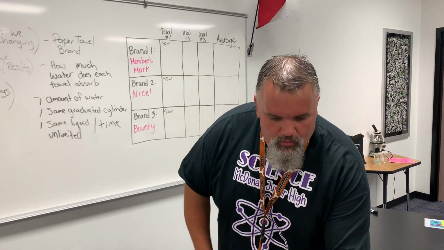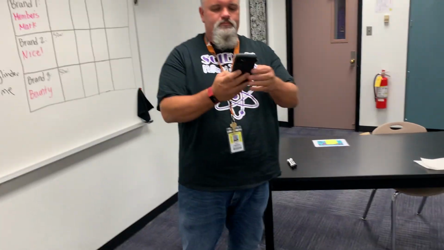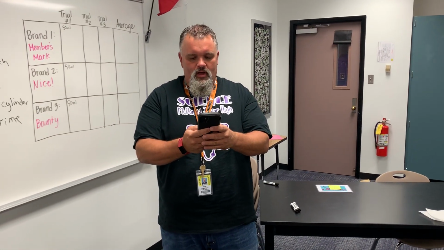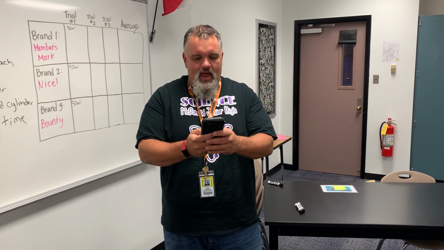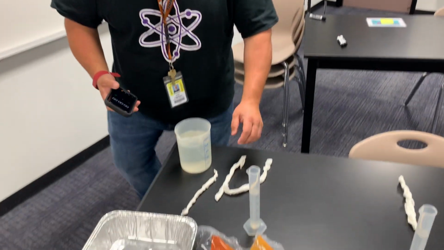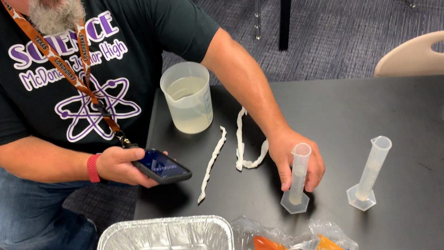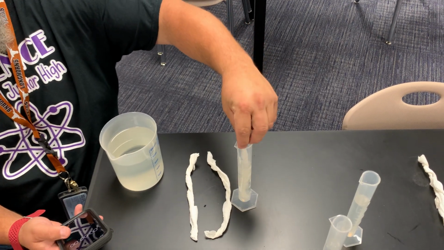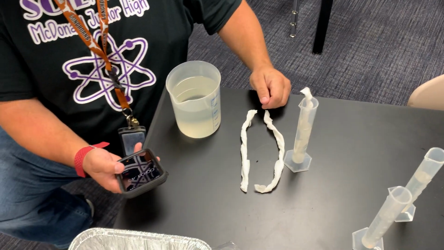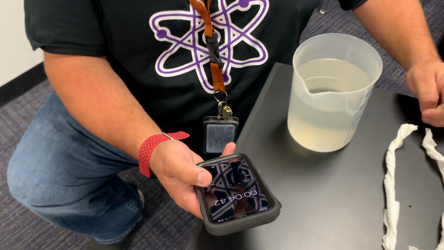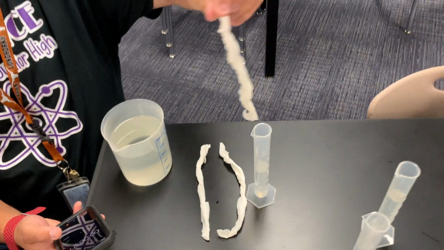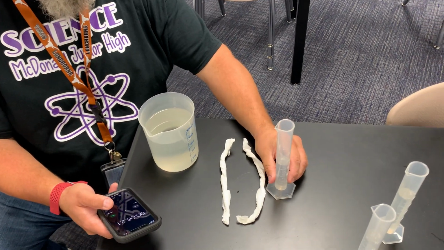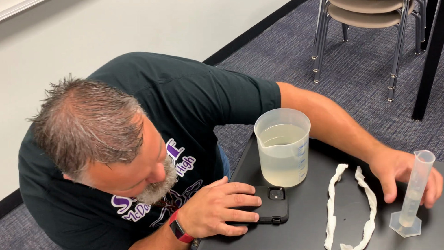All right, so I am going to use my phone for a timer, clock. And we're going to put each one of them in for 5 seconds. Okay? And you just set it straight down into it. Start. 1, 2, 3, 4, 5. Remove it. Okay. So now I'm going to turn this and measure.